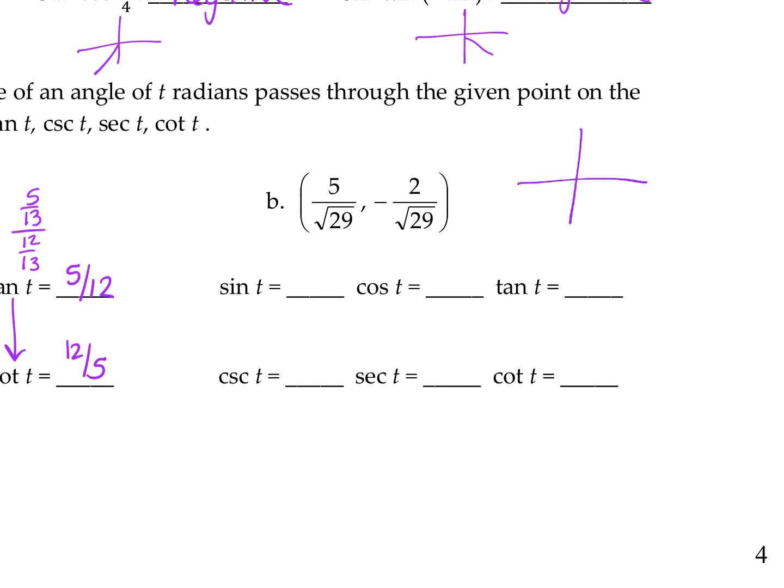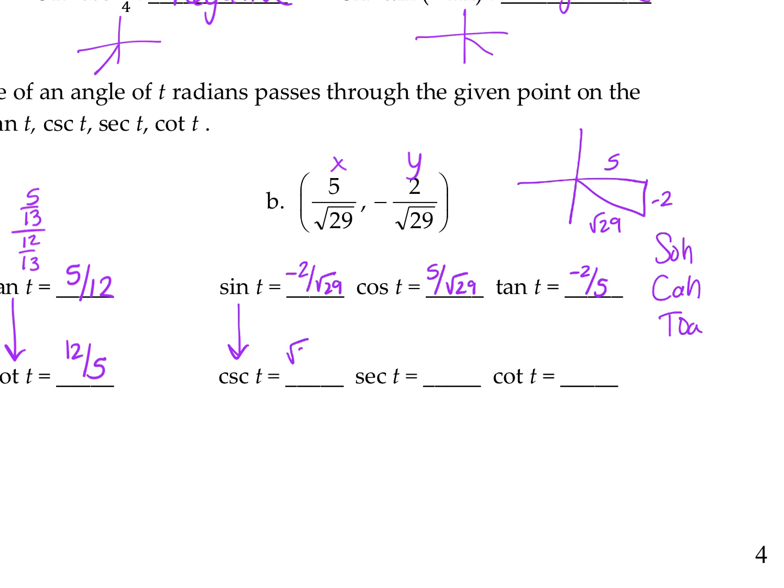Similarly, I could draw a triangle. This one, the y is negative, and it should actually be in quadrant 4. Again, you could use your SOHCAHTOA if you want, or use what we know about the unit circle. So sine is y, cosine is x, and you don't need to rationalize these. It doesn't matter to me. Tangent is opposite over adjacent, so it would be negative 2 over 5.